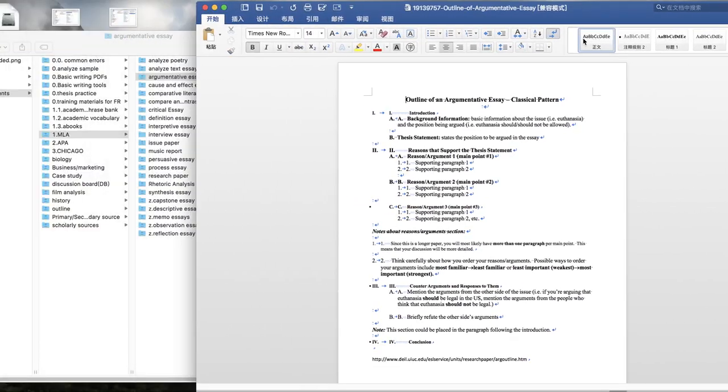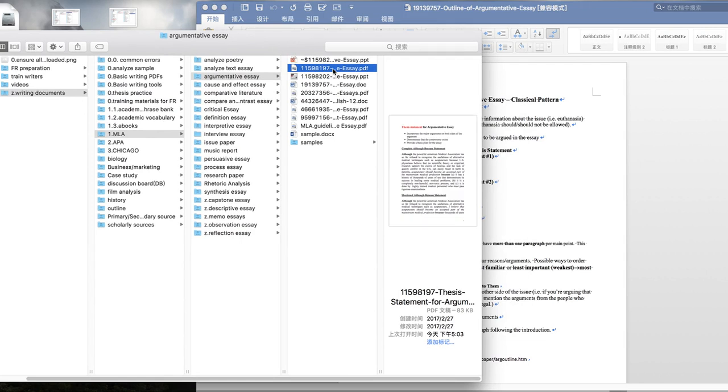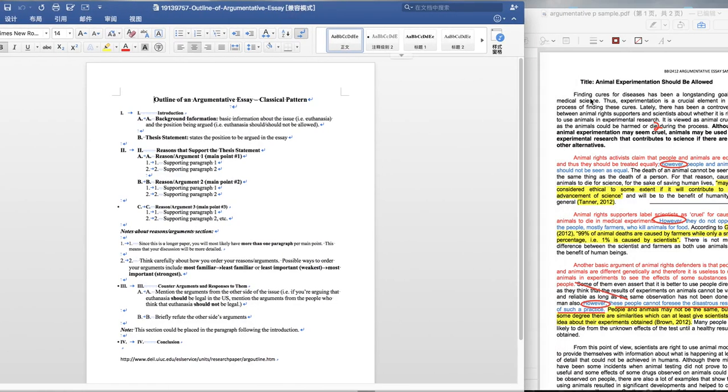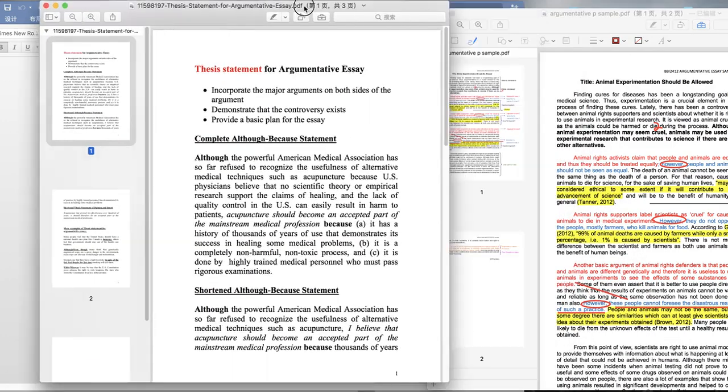We would open these files for the argumentative. Did you find it correctly? Writing documents, MLA, argumentative essay, outline, and thesis. These two documents. Let's start analyzing this one.